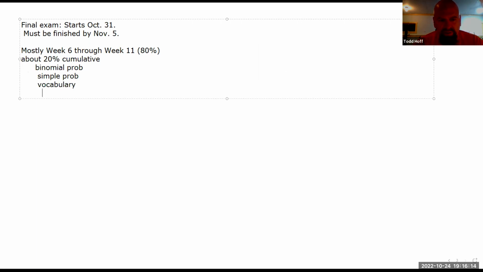By vocabulary, I mean knowing the symbols. So you know the difference between the symbol for a population mean and a sample mean, and population standard deviation and sample standard deviation, and those things. It might not be asked directly, but those are things you'll have to understand for some of the questions. But yeah, it is pretty much focused on week 6 through 11.